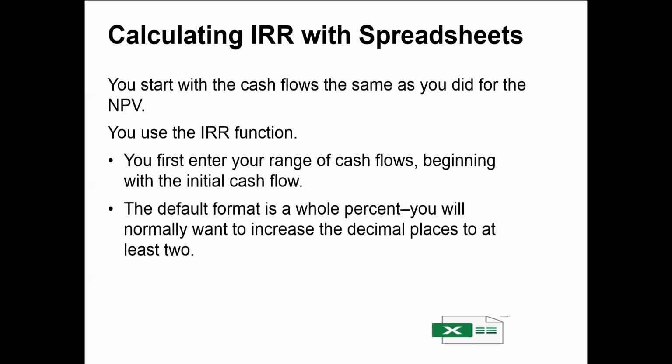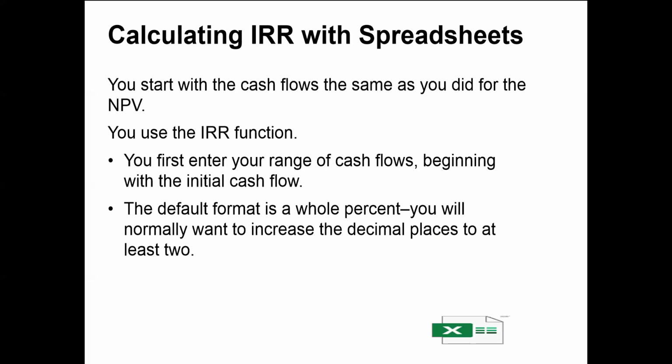All right. You can try with the spreadsheet on the slide. Just put in the cash flows and you will find the NPV, and then you put the IRR function. You enter the range of cash flows, beginning with the initial cash flow, and the IRR number will show up.